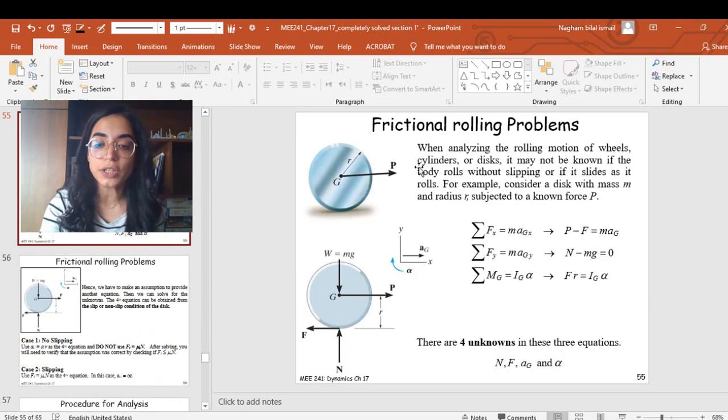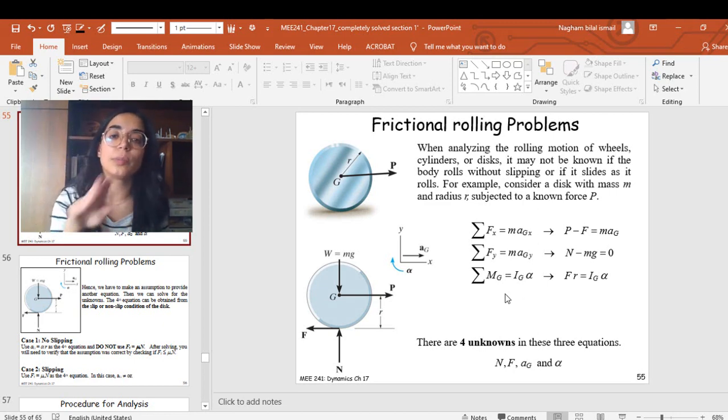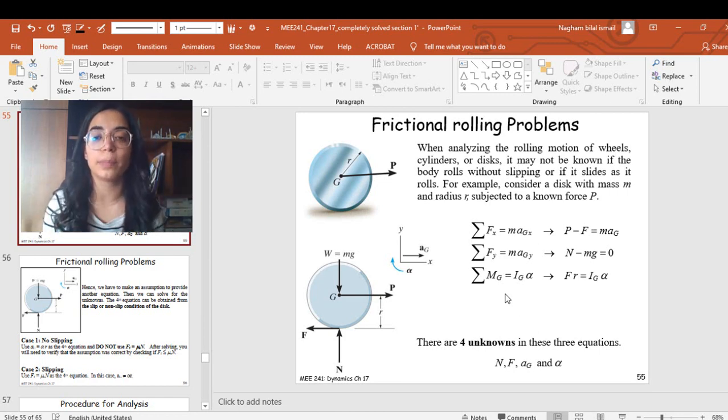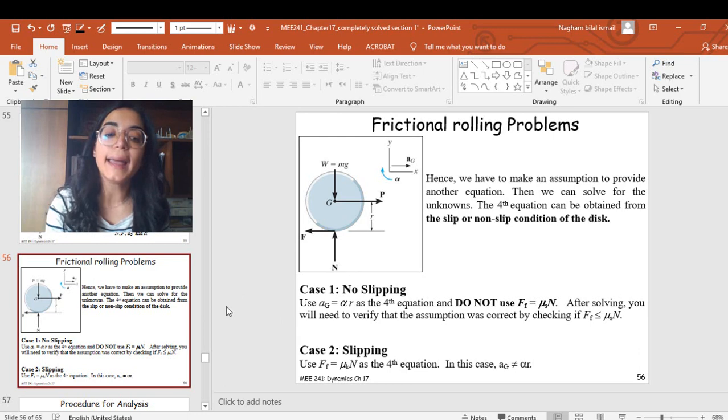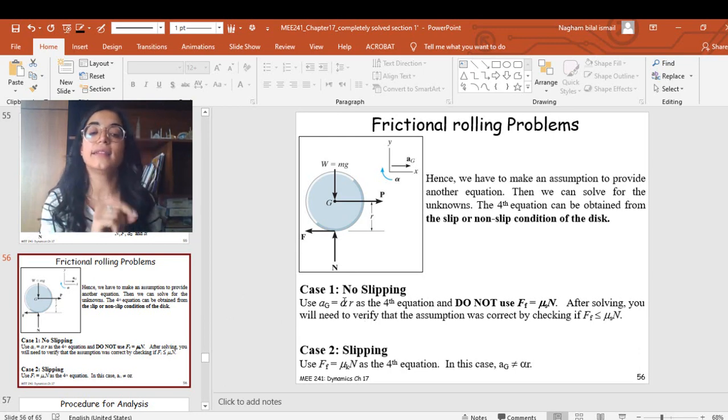The first three equations are these three equations that are applied for general plane motion. Sum of Fx is equal to m a_Gx, sum of Fy is equal to m a_Gy, and sum of the moment around G is equal to I_G alpha. Now, remember that this equation could be also replaced by the sum of moment around any point is equal to I_G alpha plus the moment of m a_Gx and m a_Gy that are the resultant forces on x and y. So I have these three equations, and since I have no slipping condition, I can add this equation a_G is equal to alpha R.